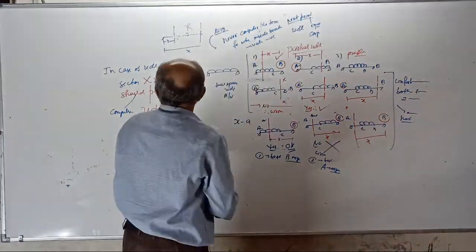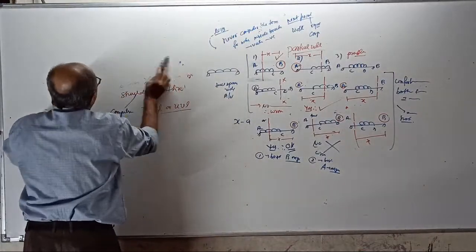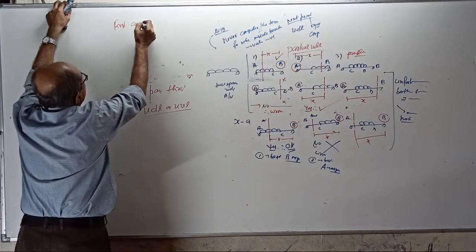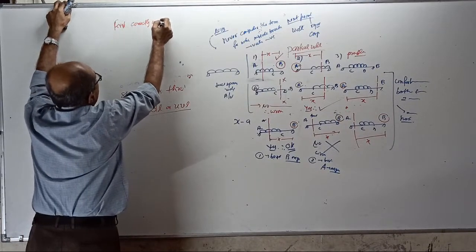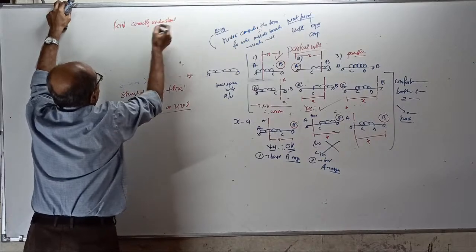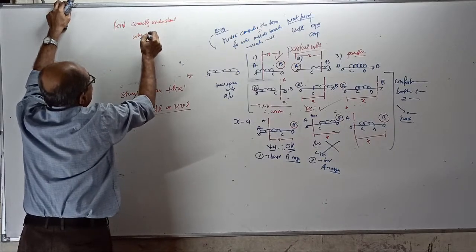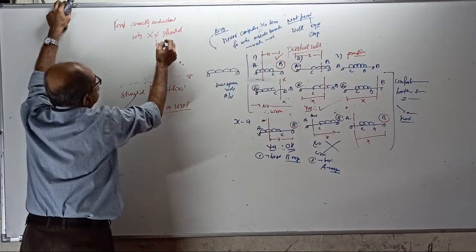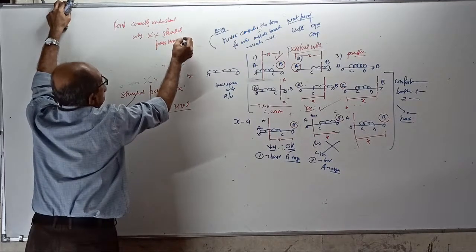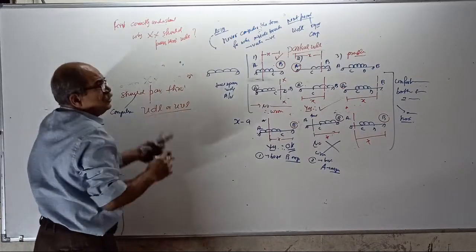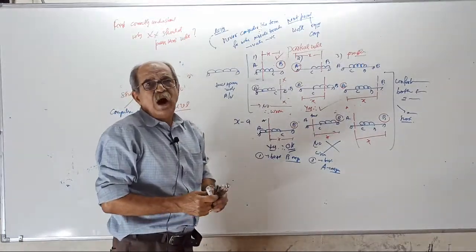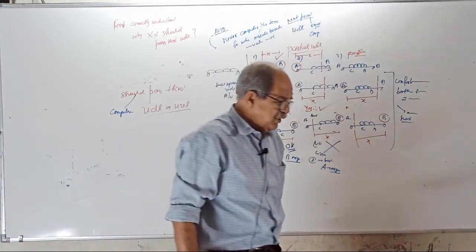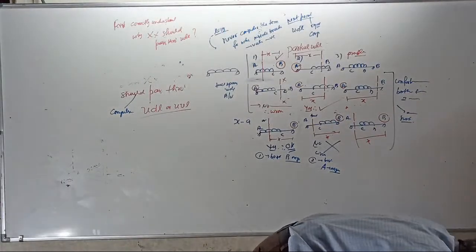So now, before going further, first correctly understand why section XX should pass through UDL. Why is that condition? Do you want to know or not? What is the reason why section XX should pass through UDL? Do you want to know it or not? Tell me.